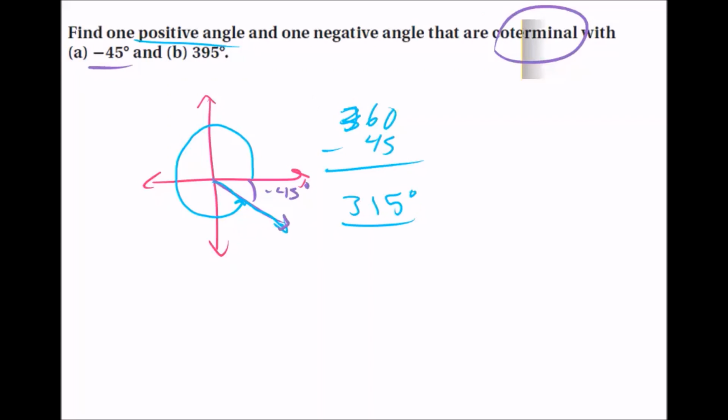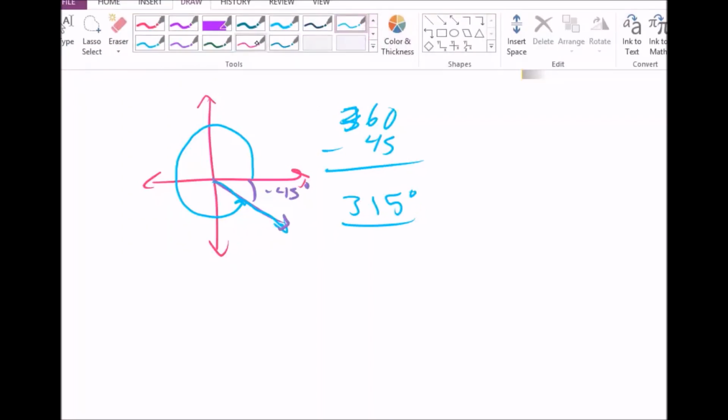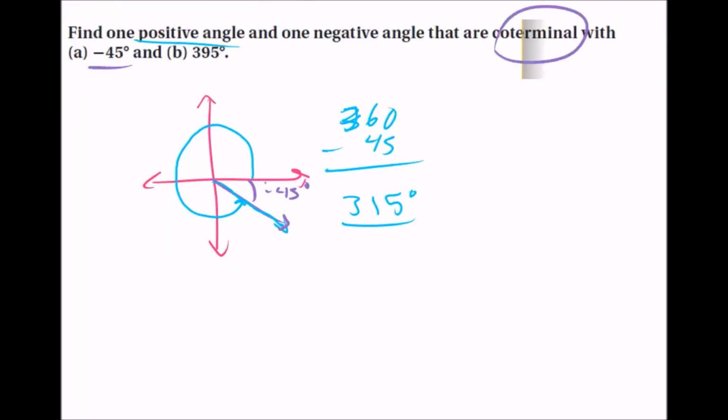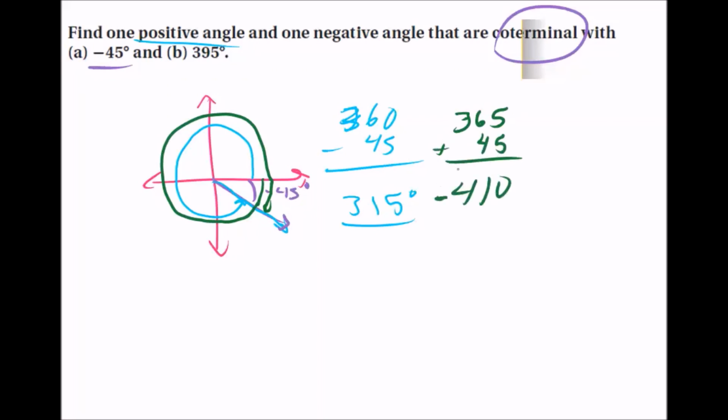Now a negative coterminal angle would have to be going in the negative direction, but it can't be the same angle, so we have to go here and keep going all the way around to 360. Then we get back here, so add another 45. 360 plus 50 to get 410 degrees. That would be a negative 410 degree angle. That would be coterminal with that. So here's our positive one, and here's our negative one. And I'm just going to do that first example for you.